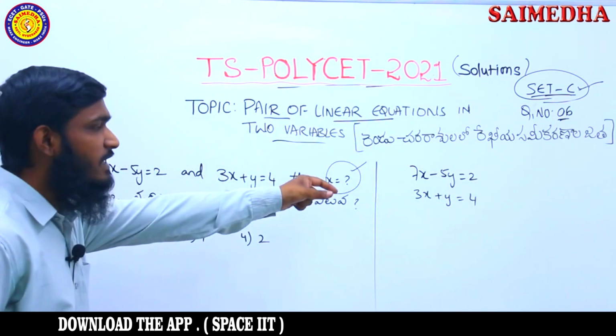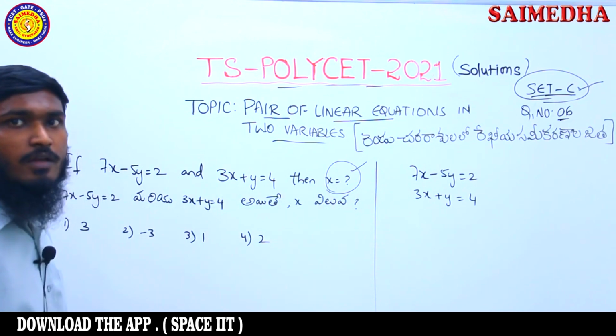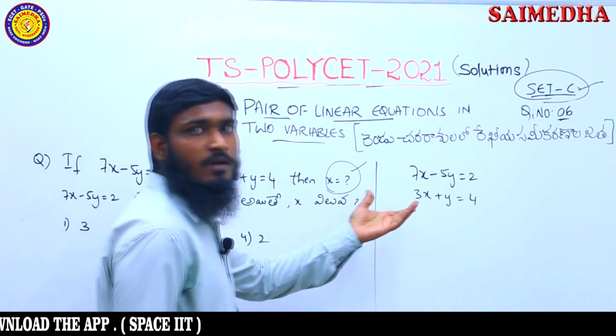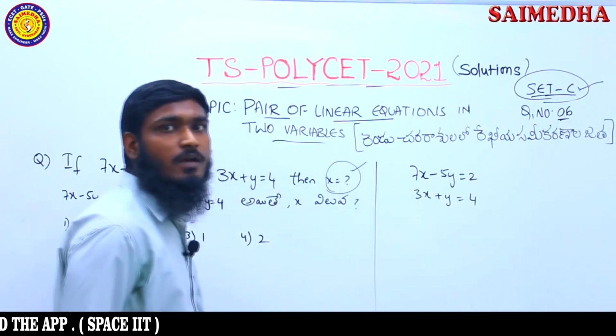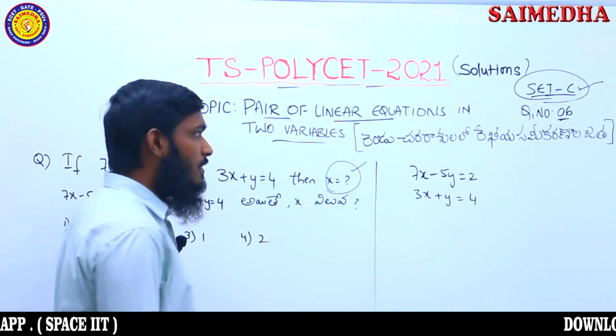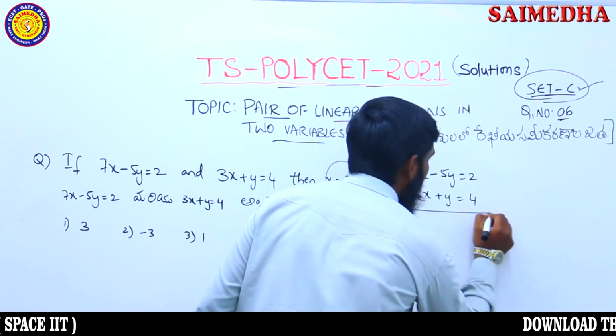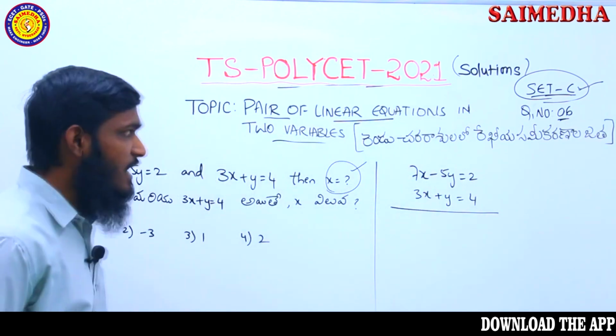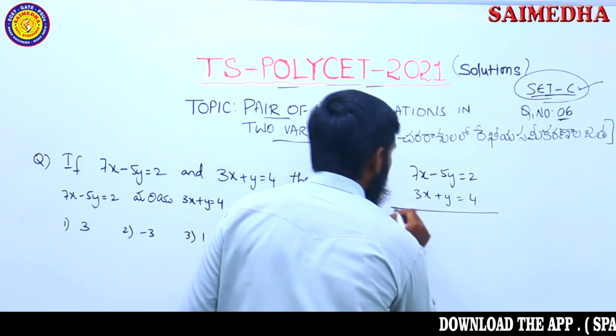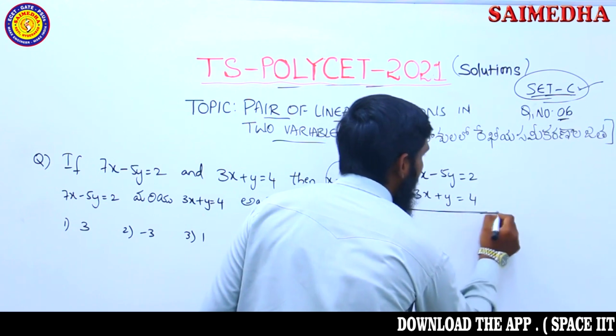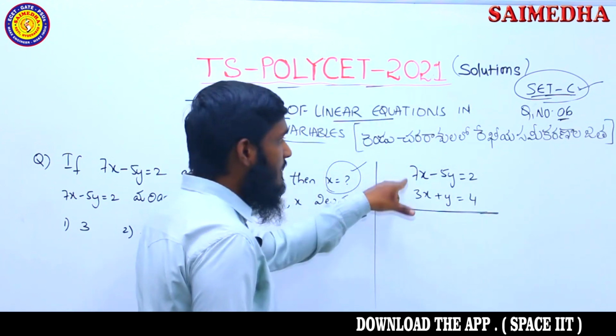Now let us solve these equations with the elimination method. You can use different methods also. Either you can use the substitution method or else the cross multiplication method. Now we are solving these equations with the elimination method. As you can see, we cannot eliminate any one variable. So first we have to make the numbers the same.